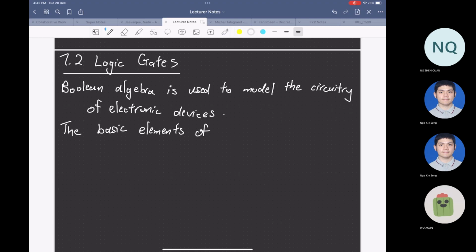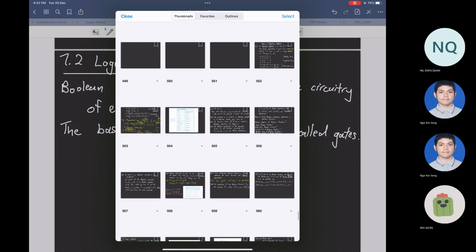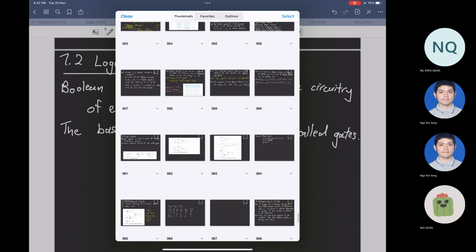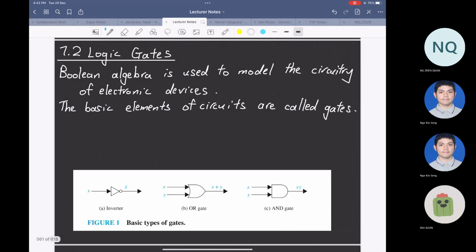Last time we briefly went through this. Let's look at some examples of the gates just to remind you. So what we have here is the inverter gate, again taking the bar operation. Remember last time.